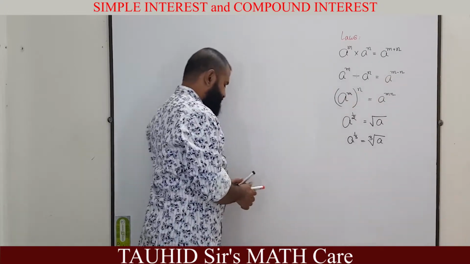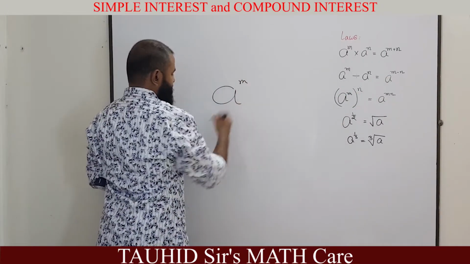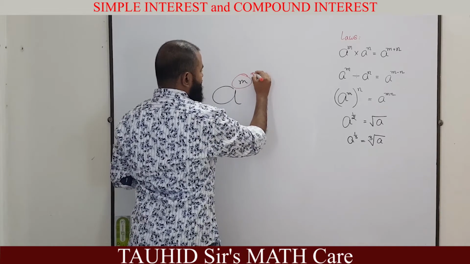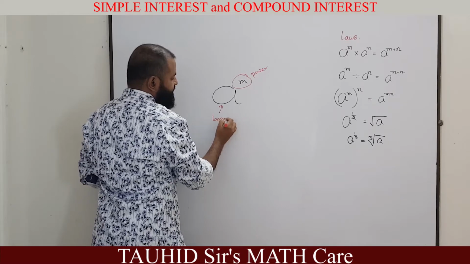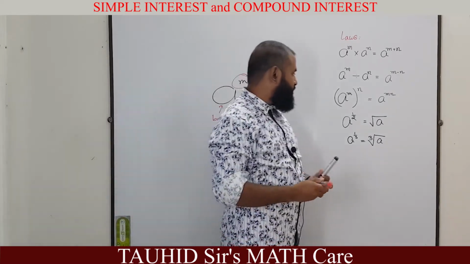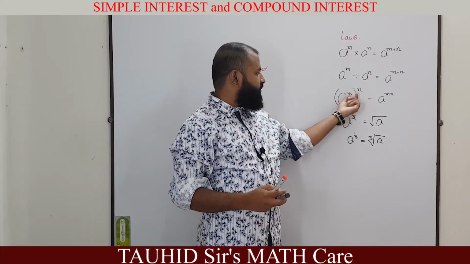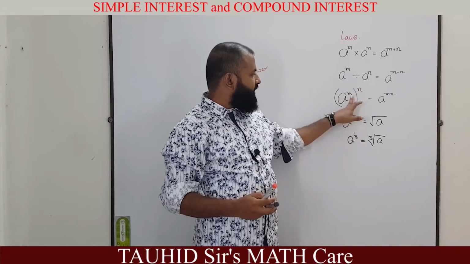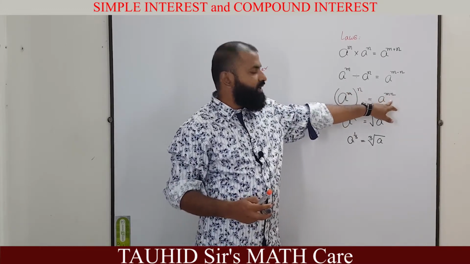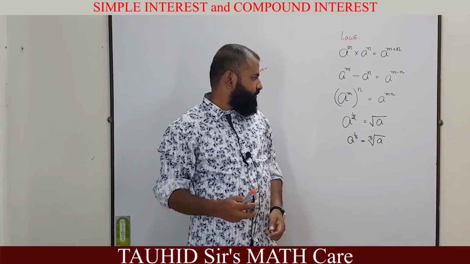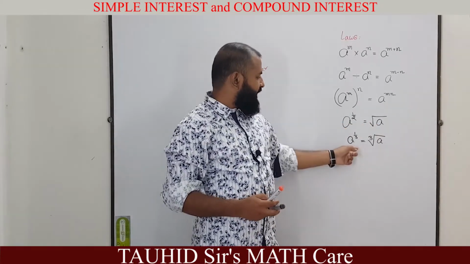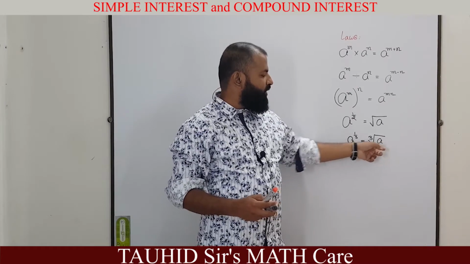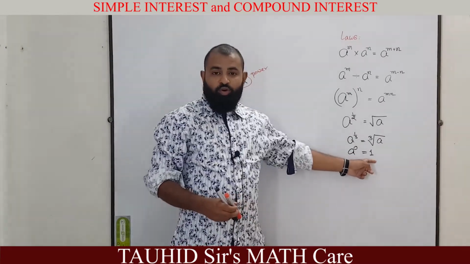We know that if we write a to the power m, this is called power and this is called base. If we write a to the power m to the power n, that means these powers will multiply, it will become a to the power mn. A to the power half means root a, a to the power 1 by 3 means cubic root a, a to the power 0 means 1.